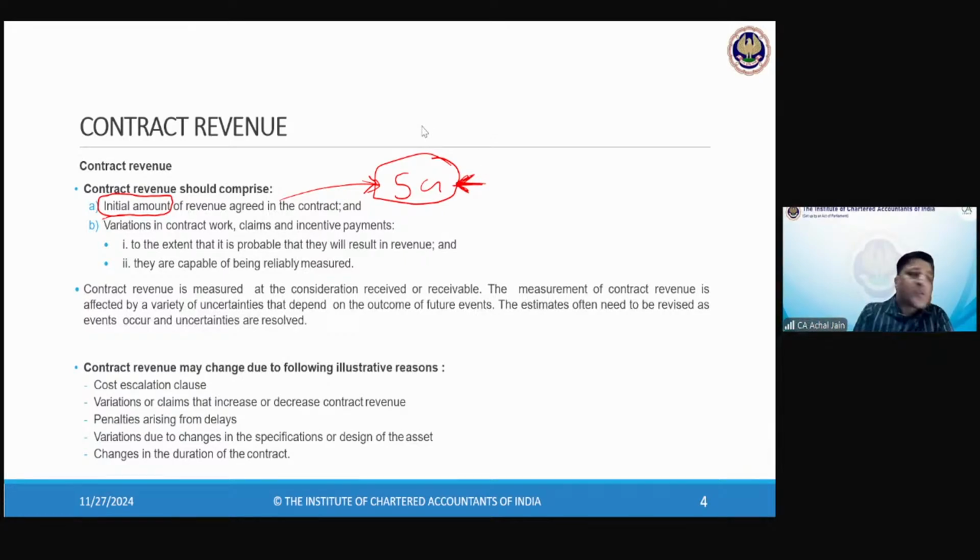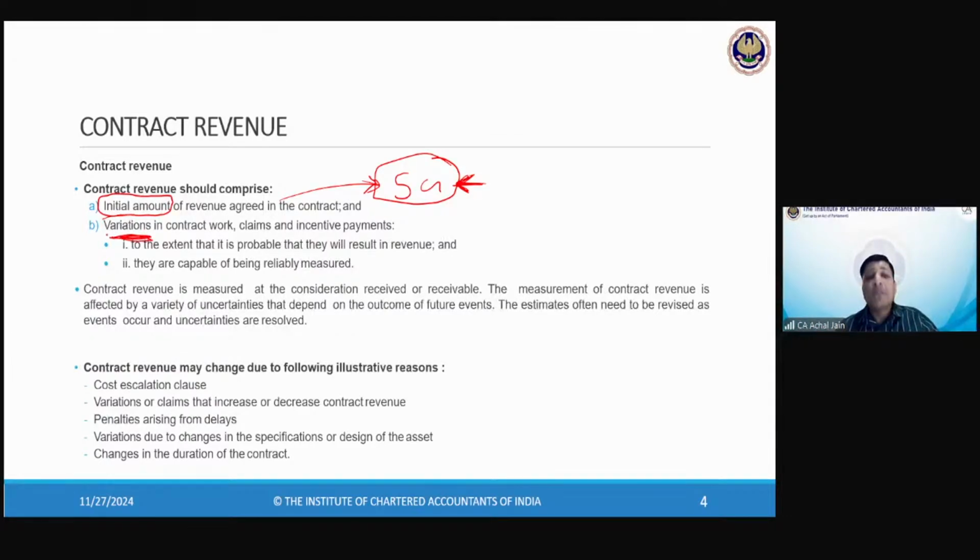Let's suppose you call a contractor and say, we agreed for something else, but I want you to change it this way. So he may say, okay, fine, I'll do that, but I'll charge 10 lakhs more, or 1 lakh more, or 50 lakhs more. Yes or no? Now, this is what you call variations.